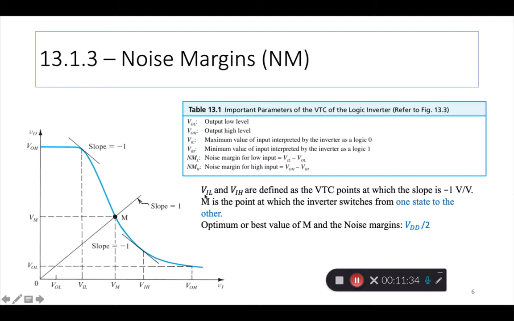Okay, so VIL and VIH are defined as the VTC points at which the slope is minus 1 by 1. So another definition for VIL, VIH is a slope of minus 1. M is the point at which the inverter switches from one state to another, right? So we know that as the input goes high, the inverter has to go low. Then when the input goes low, the inverter has to change and switch to a high. So the point at which the inverter changes from low to high or from high to low, that is called the M point.